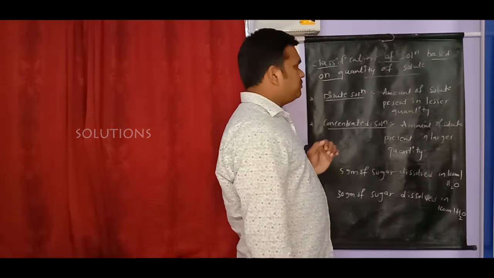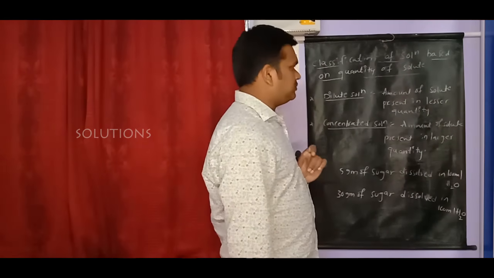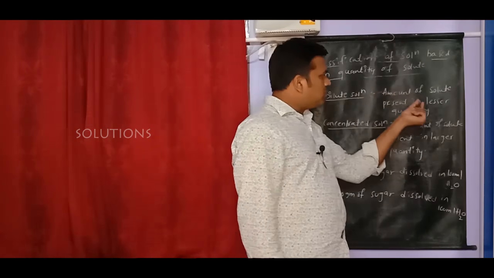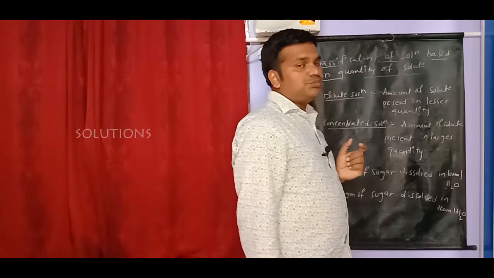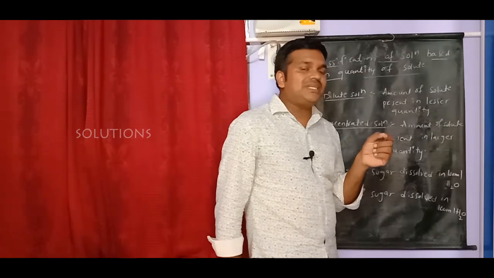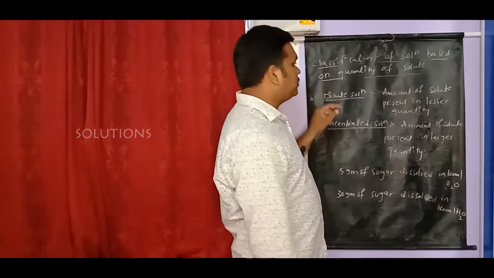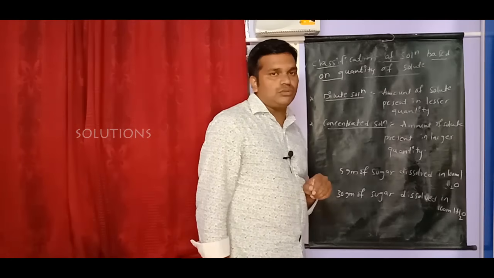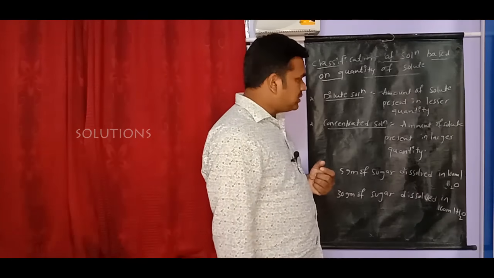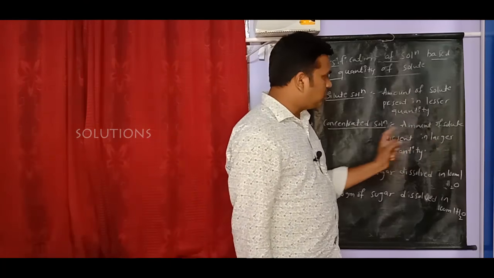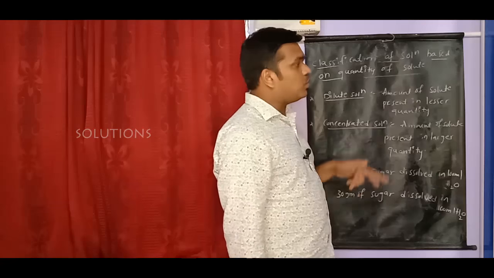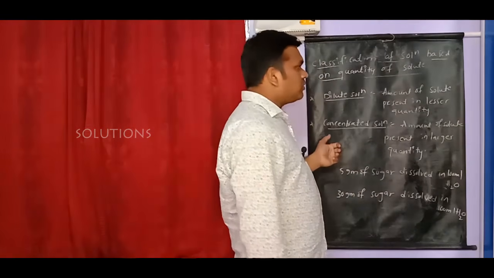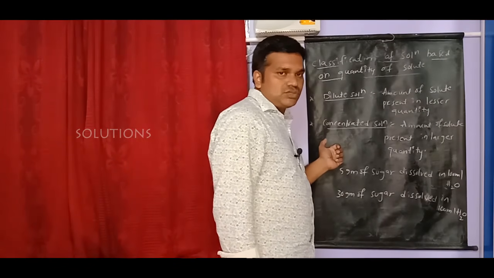What is meant by dilute solution? The amount of solute present is in less quantity in a solution. The quantity of solute is very less in a solution. That solution you call a dilute solution. What is a concentrated solution? The amount of solute present is in large quantity in a solution. Large quantity in a solution, that we call what solution? Concentrated solution.